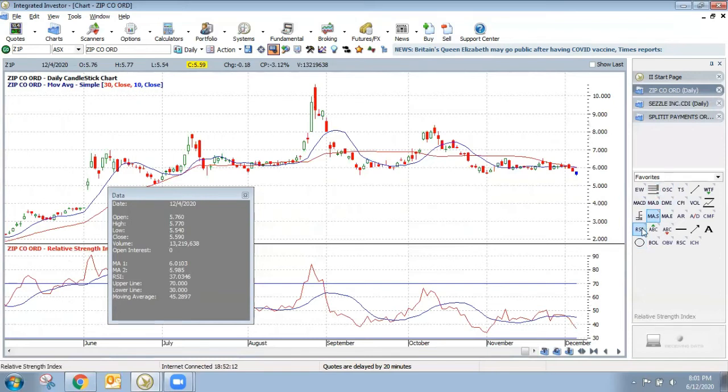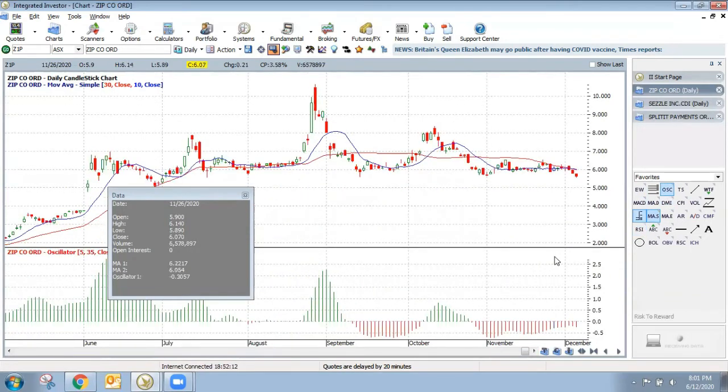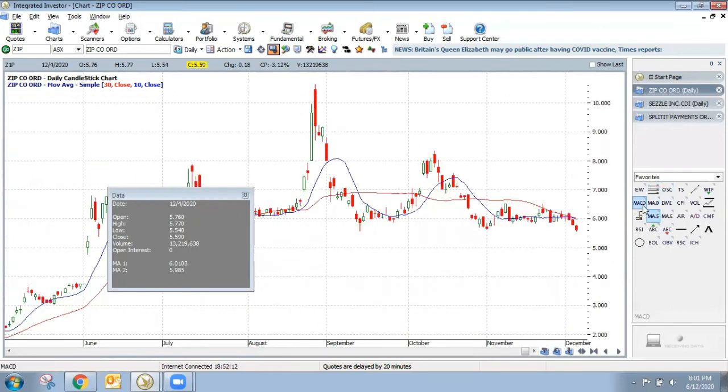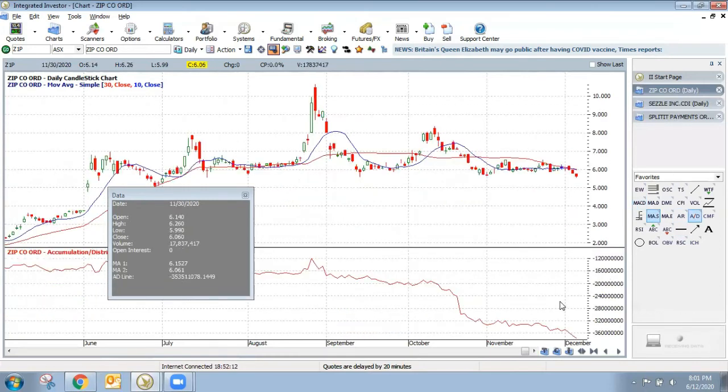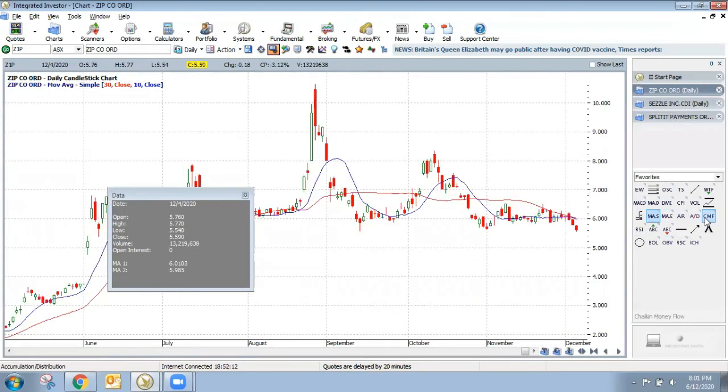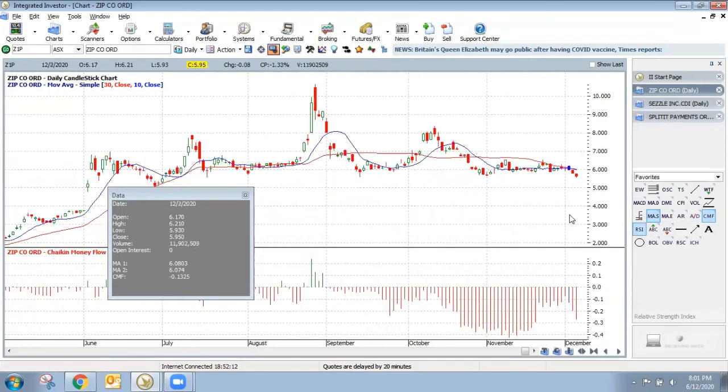Other indicators of interest. Okay, the oscillator shows the general trend overall there. It's starting to turn downwards, so that's a momentum indicator. MACD is another momentum indicator. That's turning downwards as well, as you can see there too. Advanced decline line, that's definitely going downwards. So basically money is flowing out of the stock at this point in time. Chaikin money flow is another momentum indicator as to how the money's flowing in and out of the stock. That's starting to decline as well, so it's flowing out of the stock as well.